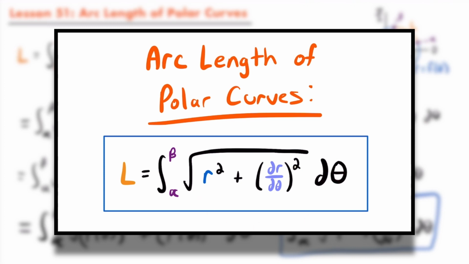And of course, r is whatever your polar equation is that represents your polar curve, and dr d theta is just the derivative of r, the derivative of the equation that represents your polar curve. All right, now that we have this nice formula, let's use it in some example problems where we will calculate the arc length of polar curves.